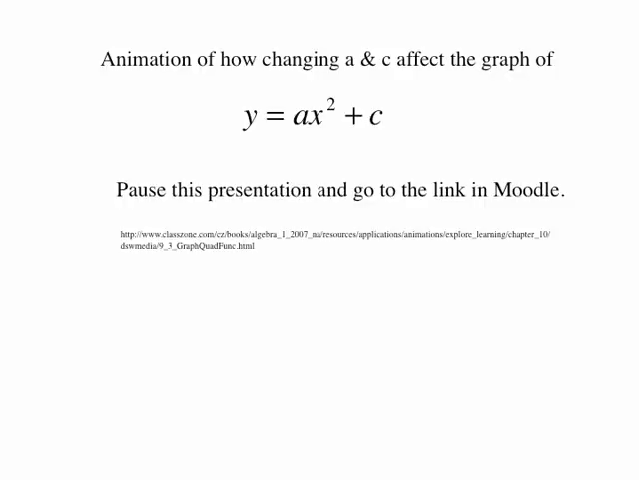What I'd like you to do now is to please pause this presentation for a moment to do a little bit of exploring of how changing a and c will affect the graph of y equals ax squared plus c. If you pause this presentation and go into Moodle, you'll see the link below. This is actually a link from a site that your textbook publisher creates, and what it lets you do is play with a little slider bar that changes the values of a and c, and you can watch the parabola change as you do that. After you've had a minute to play with it, come on back to the presentation.